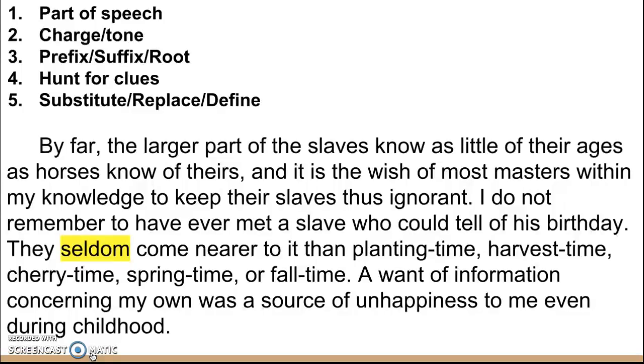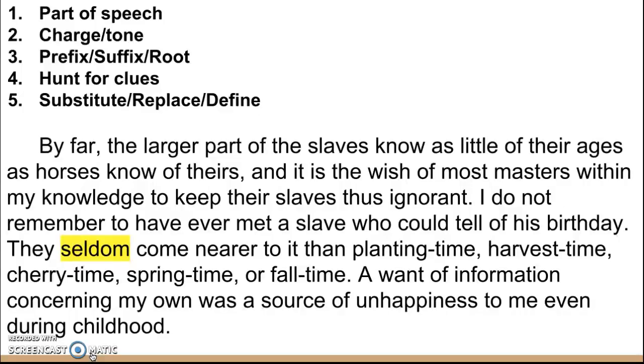Okay, so first and foremost, we are starting with the part of speech. So they seldom come nearer to it than planting time. They seldom come nearer to it. So that is coming before the words come nearer, moving towards. So they seldom move towards. That means it's describing an action. So that's got to be an adverb. We know that whatever we end up replacing it with has got to be an adverb.